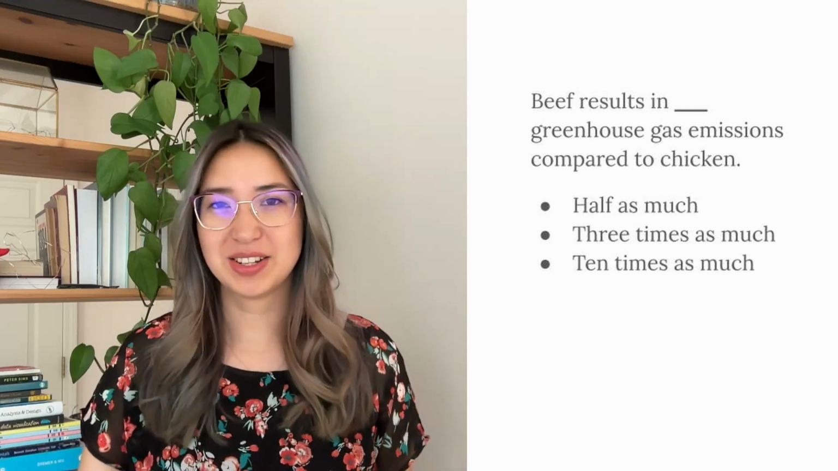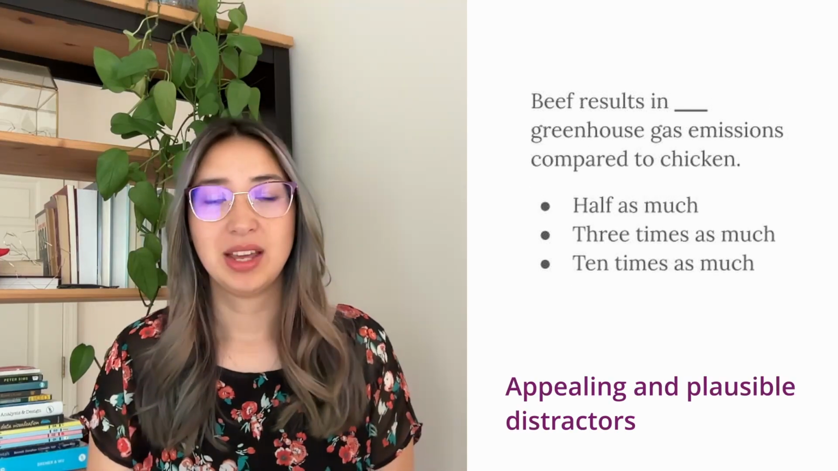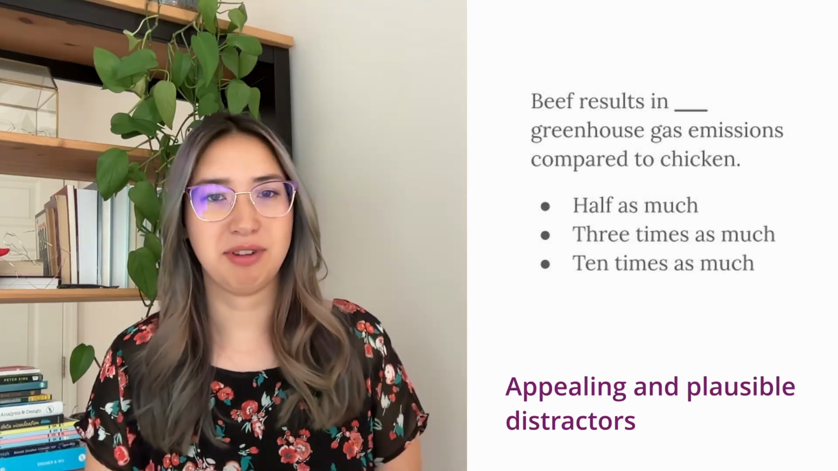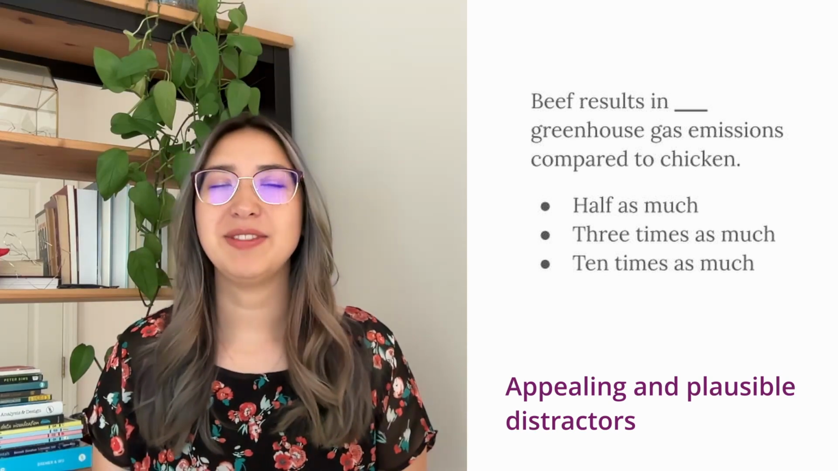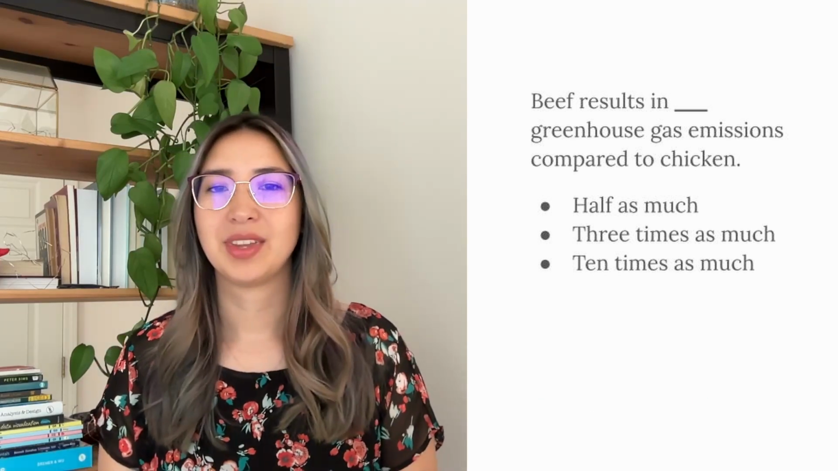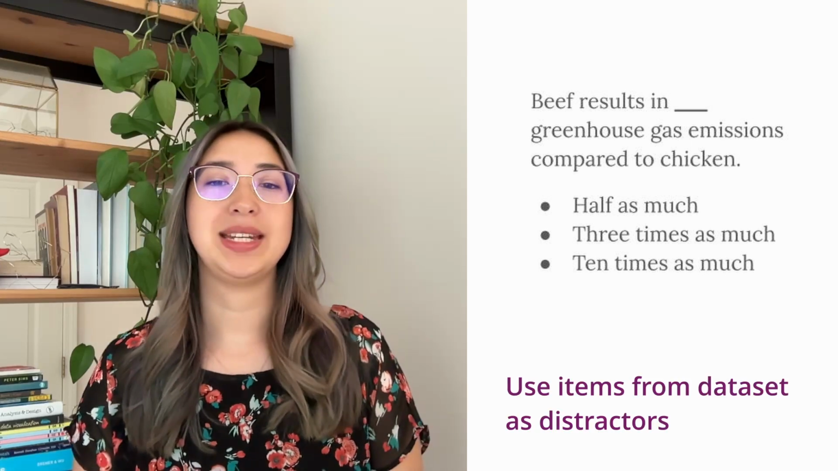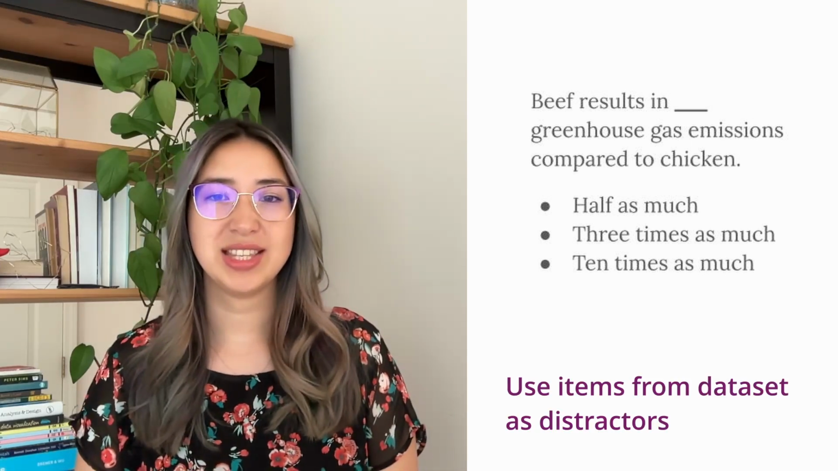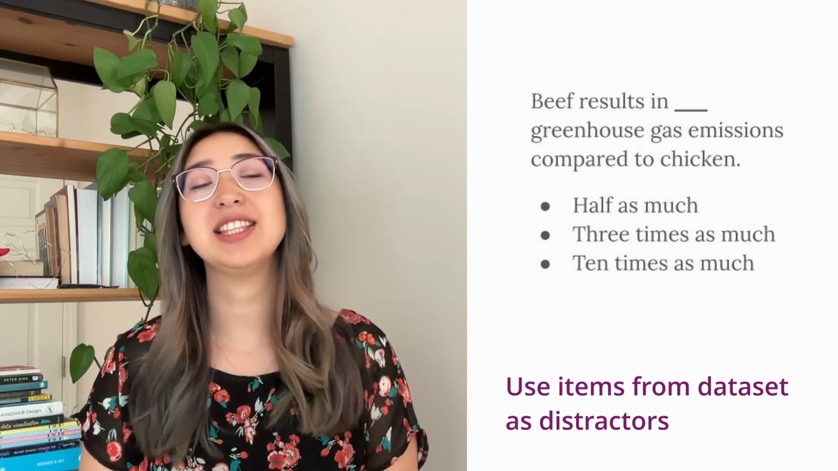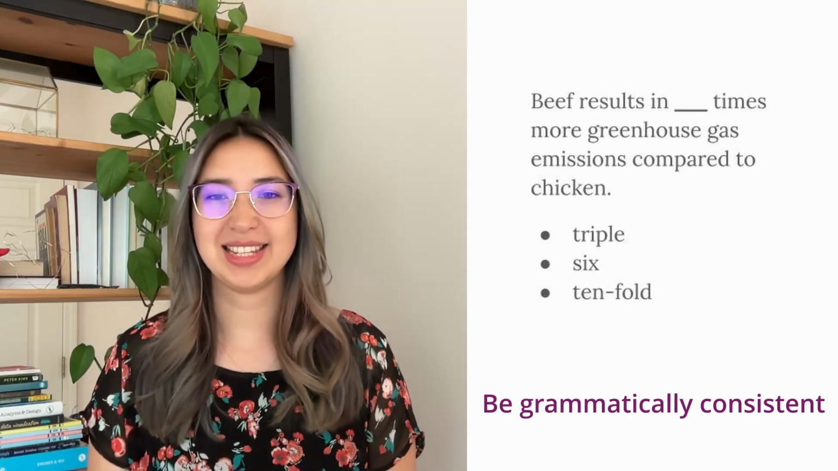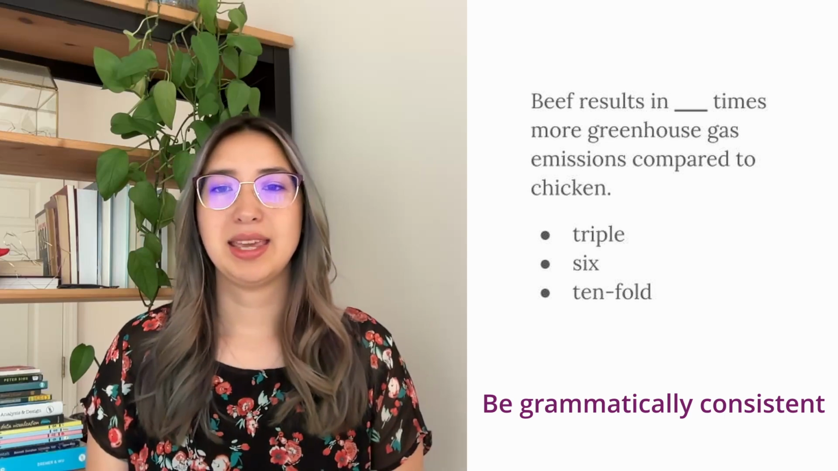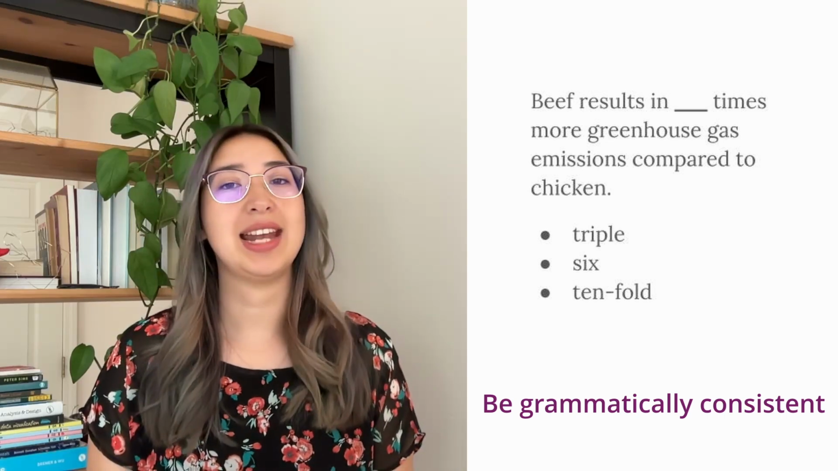Make the distractors appealing and plausible. If the distractors are obviously wrong, students will easily locate the correct answer, even if they have little knowledge. Use numbers and items from the dataset, visualizations, and text as good candidates for distractors. Make the choices grammatically consistent with the stem. Keep the distractors similar in length and type of language.